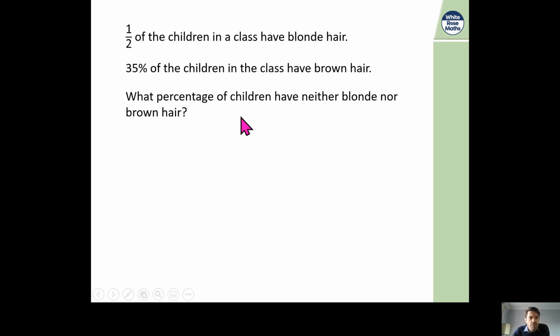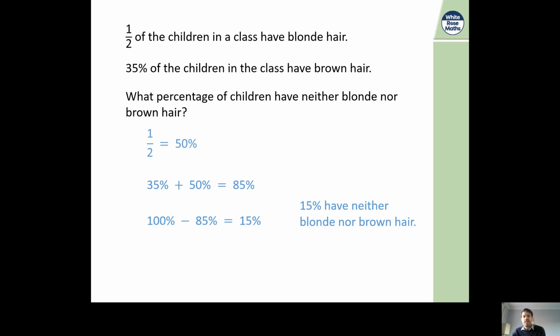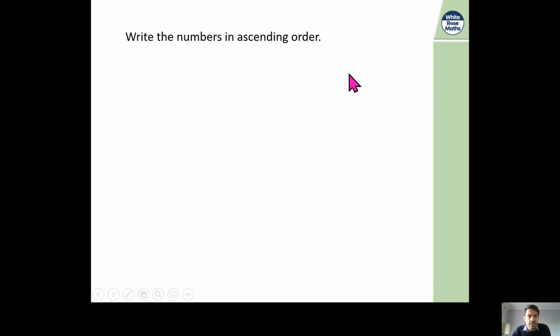We're going to convert half to a percentage, which we know is 0.5, which is 50%. So we can add the two, 85%, and find out what's left by subtracting from 100%. So copy that down, please. That's 15%. So 15% have neither. We don't care what colour hair they have, but they don't have blonde and they don't have brown. That's important.